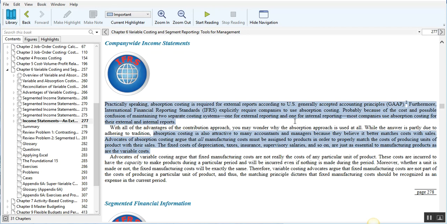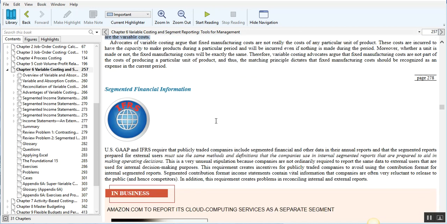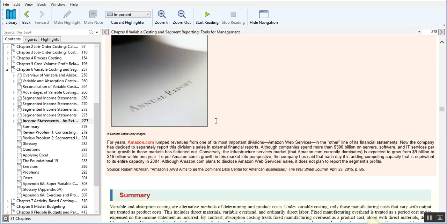So when we're talking about these statements, again, I mentioned this earlier, absorption costing is required by GAAP for external reporting, and it's also required by International Financial Reporting Standards. And those two requirements, in a lot of companies' minds, mean that rather than run two different costing approaches or two different costing systems, they're going to use the absorption costing method. But that's going to be about it for chapter 6 here.